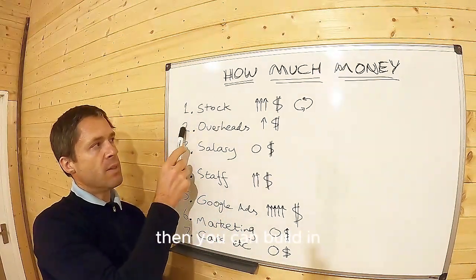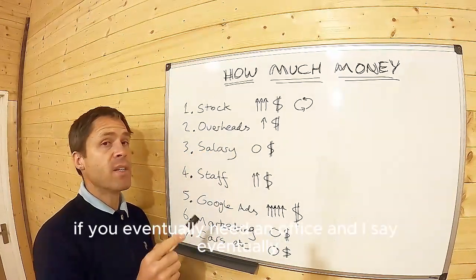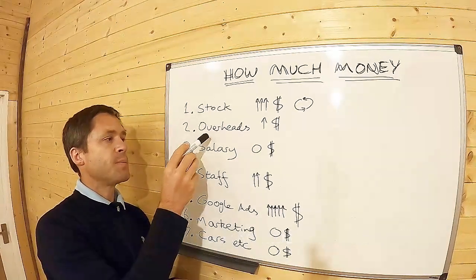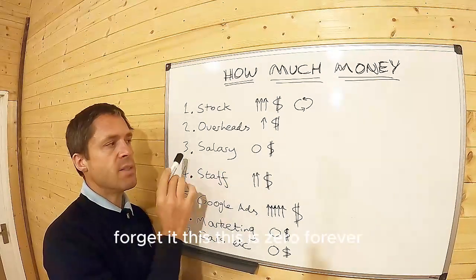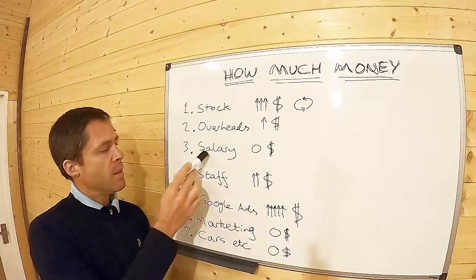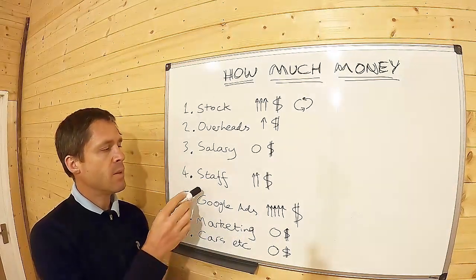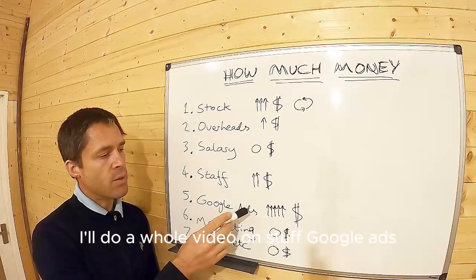Then you can build in, if you eventually need an office. And I say eventually because it is when you eventually need an office. When you'll never pay yourself. Forget it. This is zero forever. Staff, you'll need to pay them. I'll do a whole video on staff. Google Ads.